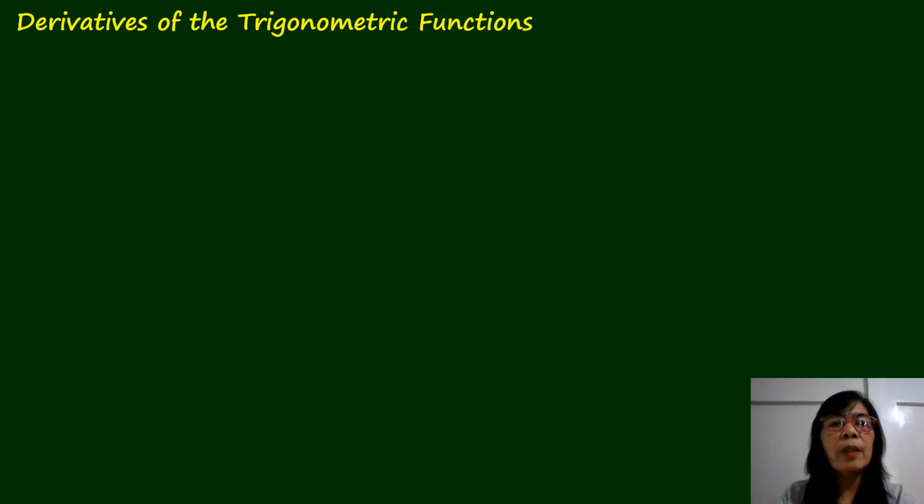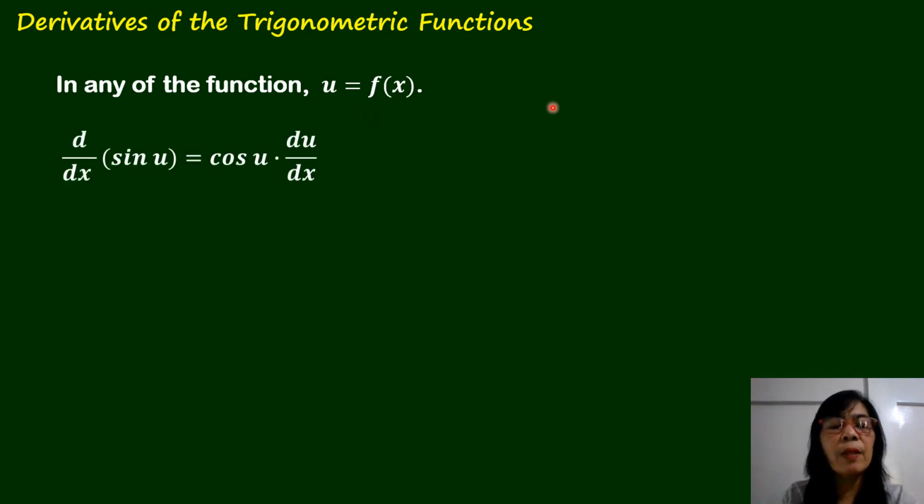We now have here the derivatives of the trigonometric functions. In the following formulas, u, which represents the angle of the function, is a function of x. The derivative of sine angle is equal to the cosine angle times the derivative of the angle. The derivative of tangent angle is equal to the square of secant angle times the derivative of the angle.